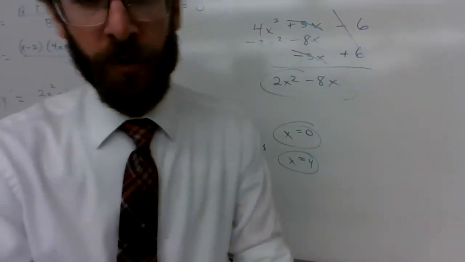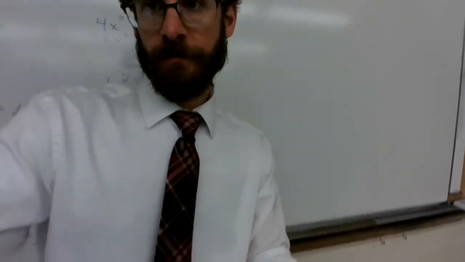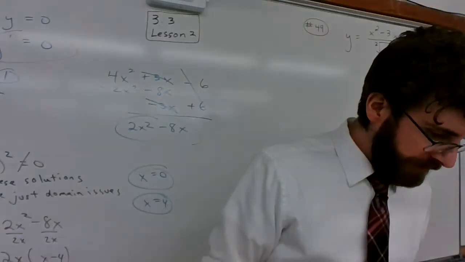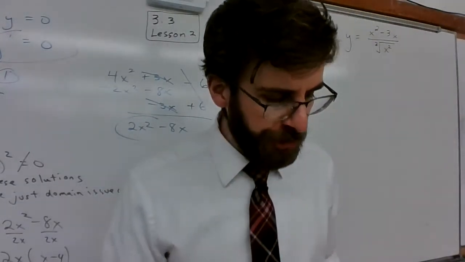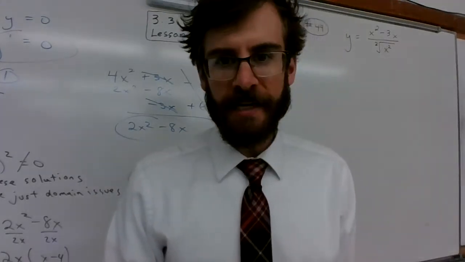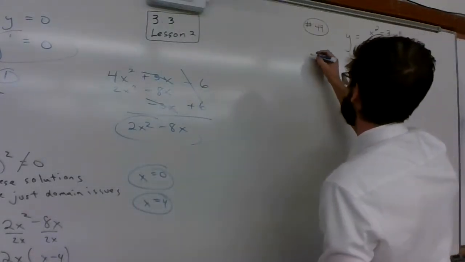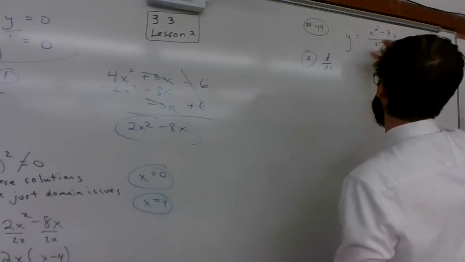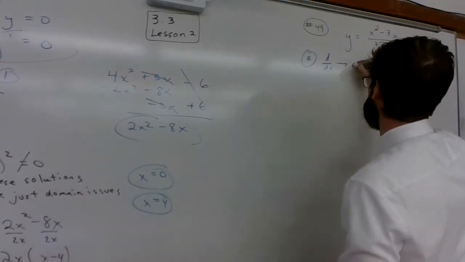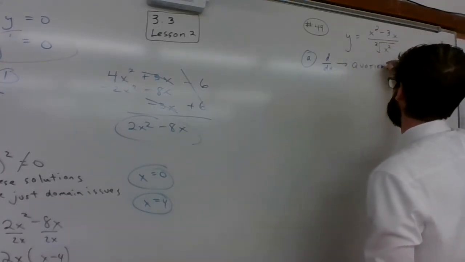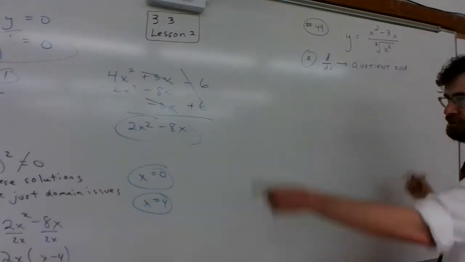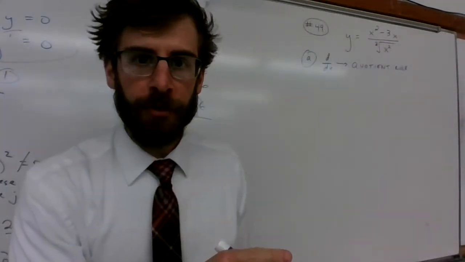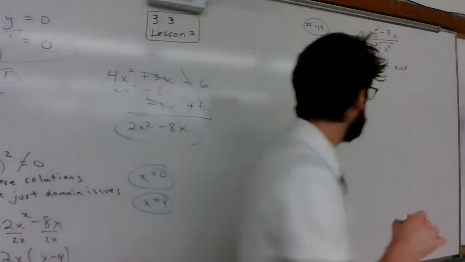All right, let's check number 49 now. 49 has 3 parts. The first part says, using quotient rule, find dy dx. So part A, I'm taking the derivative with respect to x of both sides, but I'm being forced to use quotient rule. So we just talked about quotient rule on that example. Before I get started, though, I'm going to rewrite the cube root of x squared as x to the 2/3 power.